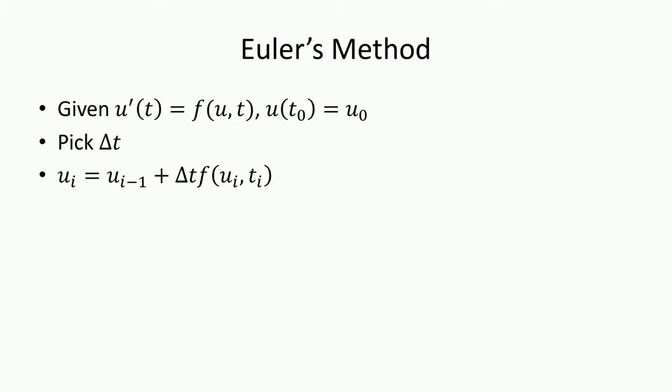So here's how this works. This does exactly what we've been doing. What you do is you have your differential equation. Why is it u? I don't know. So u prime is equal to some function of u and t. And you have an initial condition. So this is the initial condition. I'll show you an example here in just a minute.